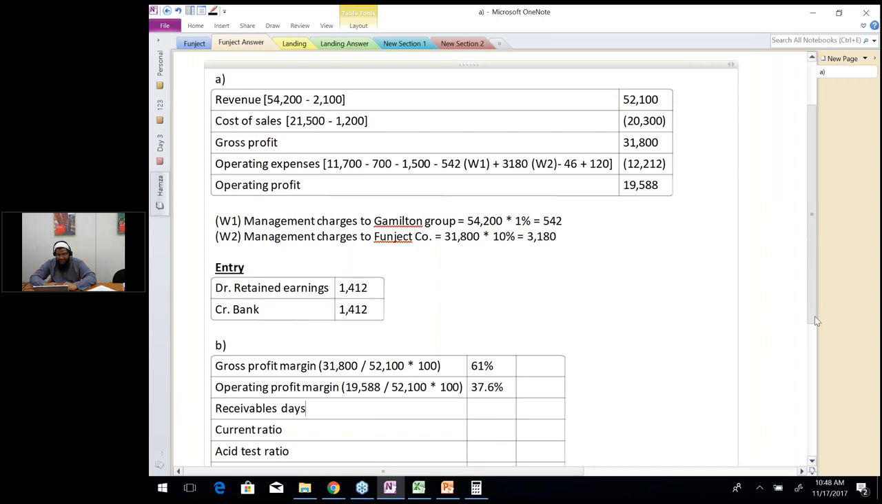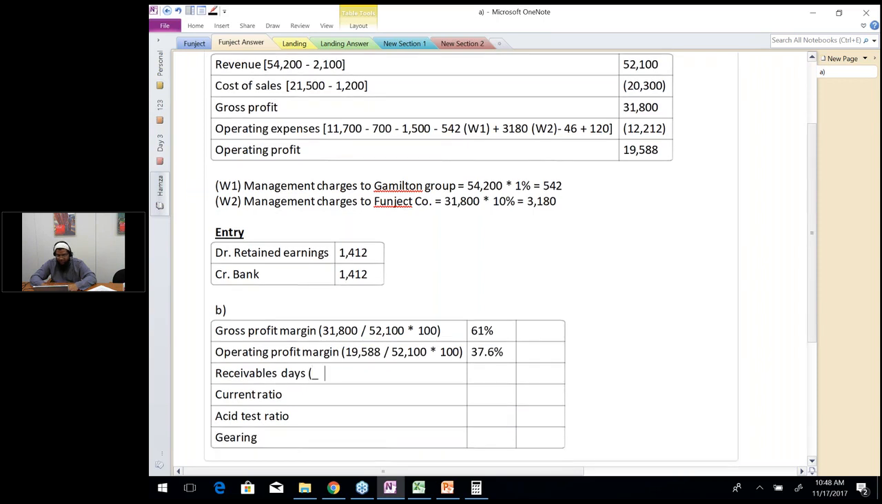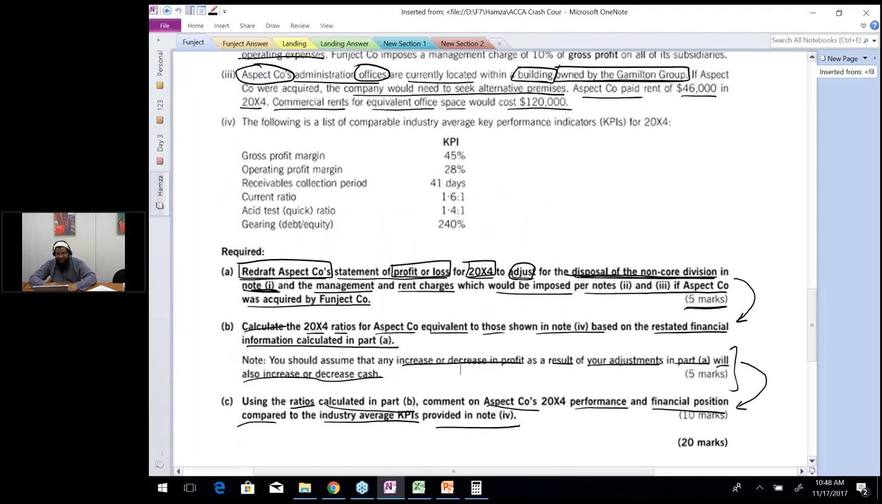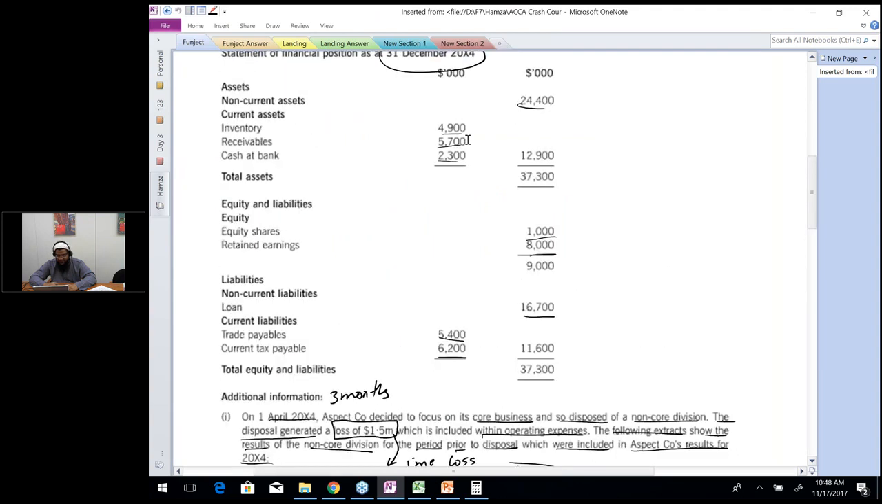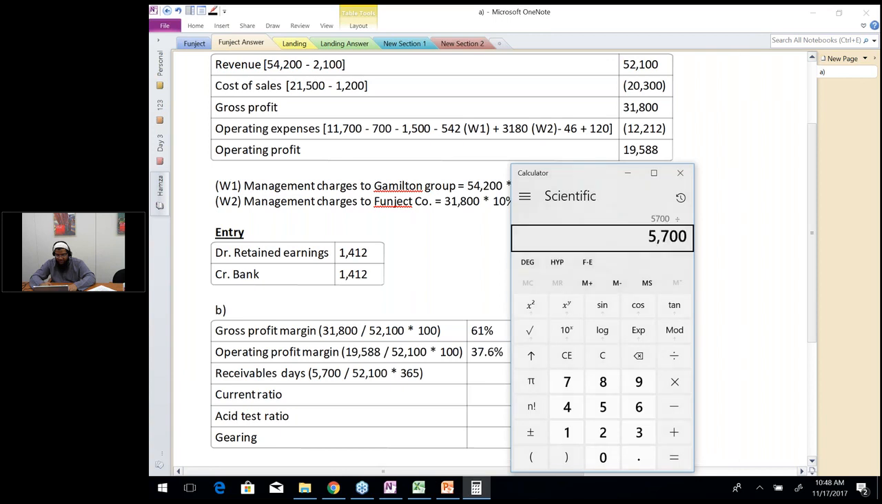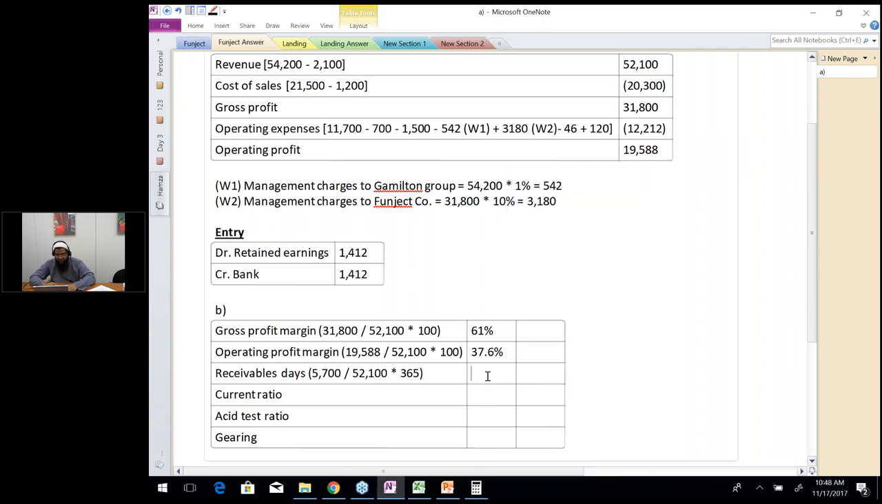Now we are moving towards the receivable days. For that, we need the amount of receivables divided by sales of 52,100 and into 365. So let me check the value of the receivables from the question. The value of receivables is actually 5,700. So I'm writing 5,700 over here. This way I'm going to get the receivable days: 5,700 divided by 52,100 into 365, which is going to be 39.93 days. So I would say 40 days, because days are normally not written in decimals.